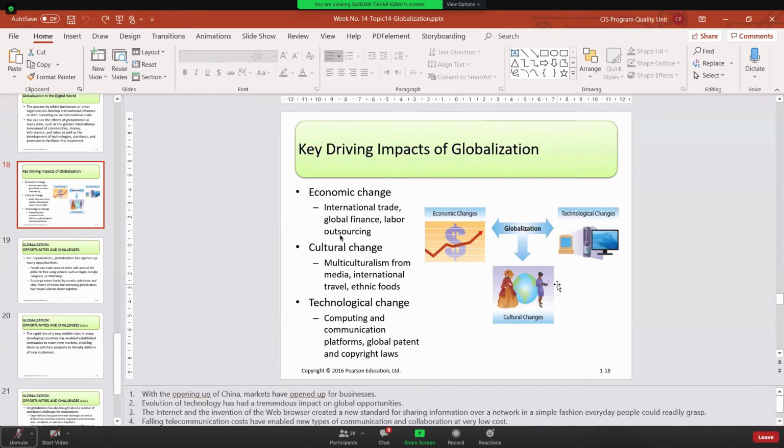Key driving impacts of globalization. So what are the drivers? What are the things that you need to focus on when you are trying to grow globally? Economic change, international trade, global finance, labor outsource. So you must have information about these things.